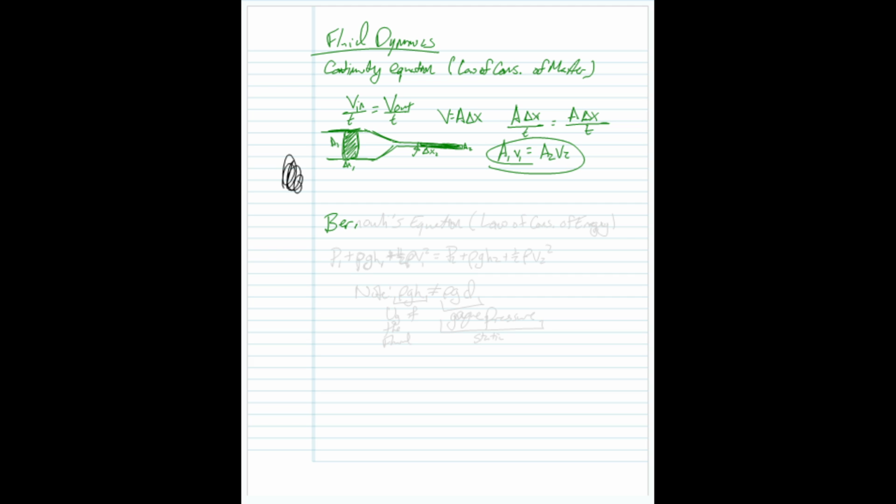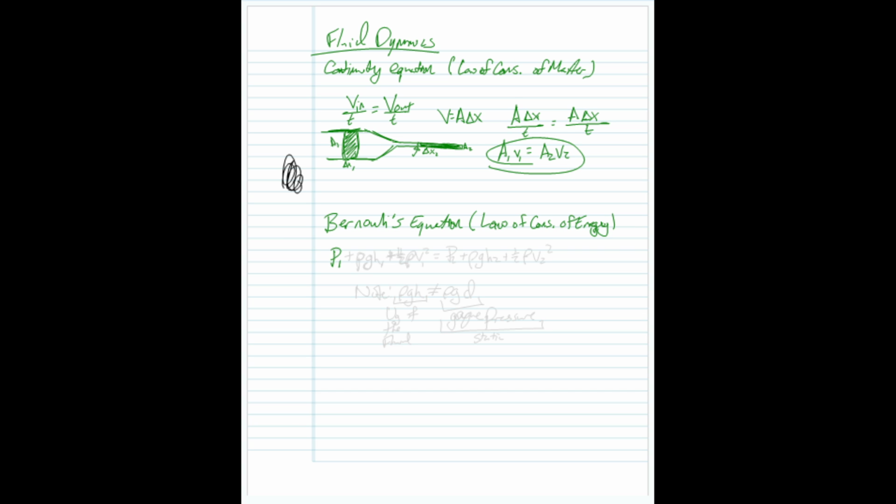Then we had Bernoulli's equation. And we really need to remember that this is a corollary of the law of conservation of energy. Because a lot of times when we misuse Bernoulli's equation, it's because we forget that we're talking about energy.